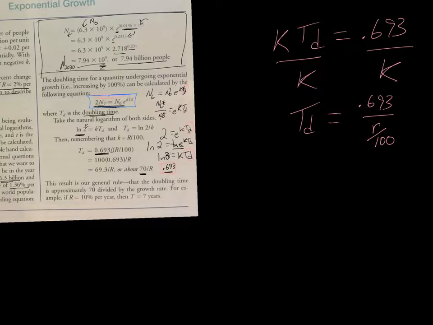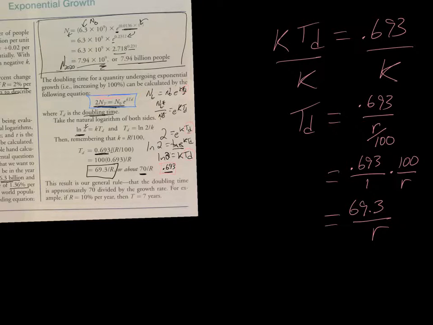Well, remember what we said earlier. We want to invert and multiply, right? So you take 0.693 over 1, times 100 over R, which is equal to 69.3 divided by R. And that's where he gets this value from. It's 69.3, and it's always going to be 69.3. That's kind of a key point here.